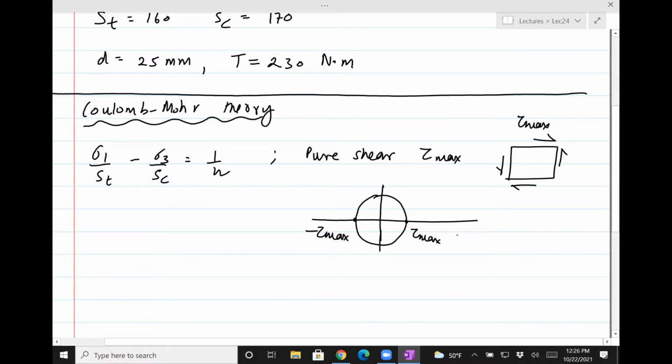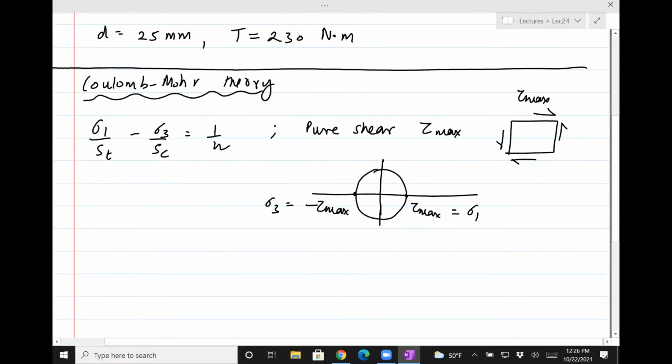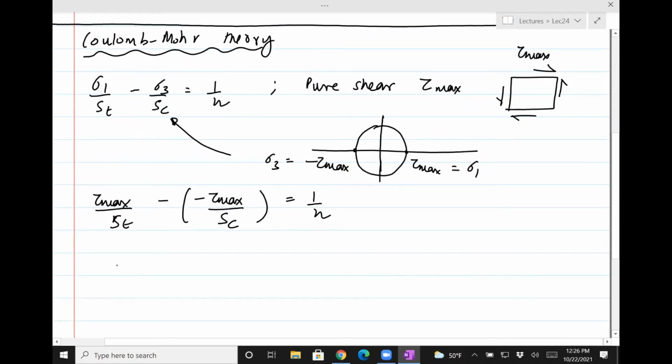So we can see that this principal stress is sigma 1. The minimum is minus tau max. And so we can put that back in this equation and write tau max divided by St, minus tau max divided by Sc, equals 1 divided by n. So what we can do here is move things around and write a formula for, well, simplify, and I will skip the steps.